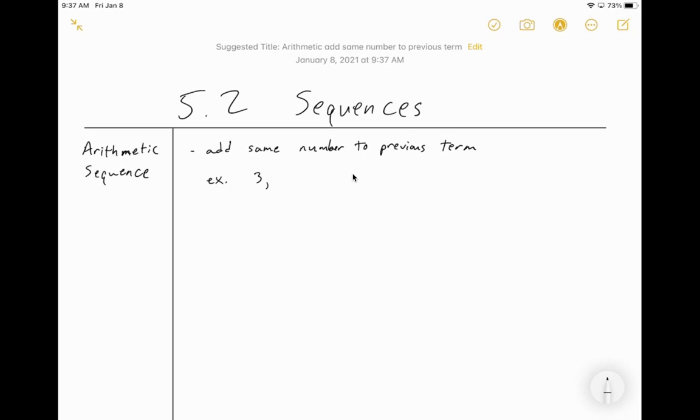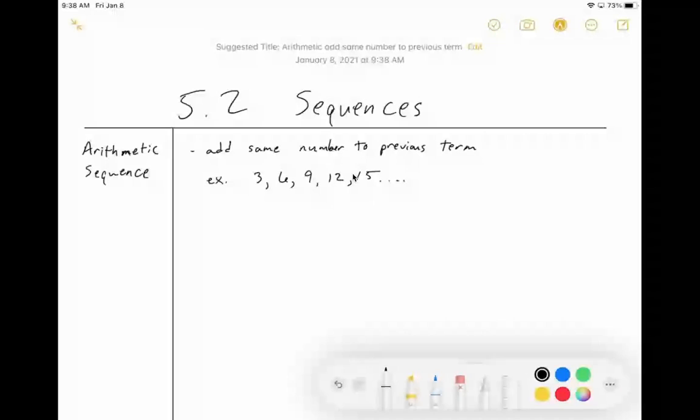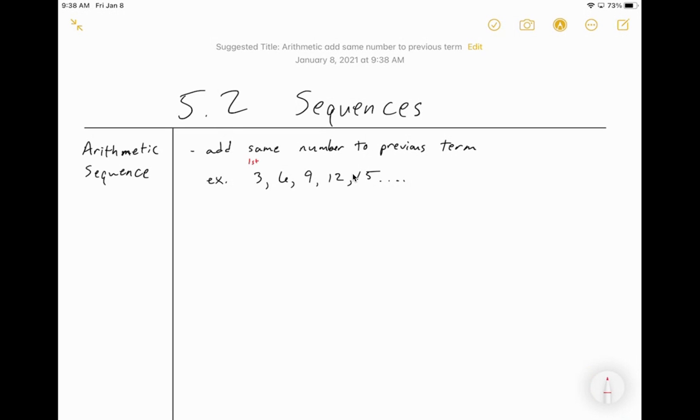For example, 3, 6, 9, 12, 15. This is what we call an arithmetic sequence, because you're adding the same number, 3, every single time to get from one number to the next step. When I say term, what I mean is the 3 is the first term, then the second term, then the third one, the fourth one, and the fifth.